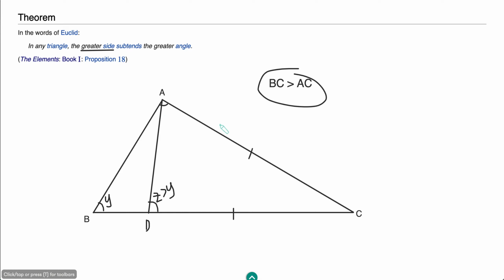Well, X is equal to Z plus a little bit more. So X is greater than Z, and Z is greater than Y. So X is greater than Y. And that completes it. So the longer side subtends the greater angle.